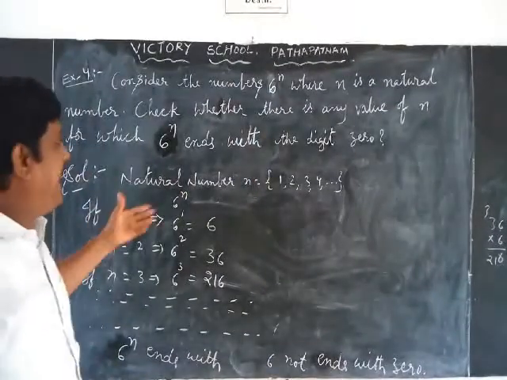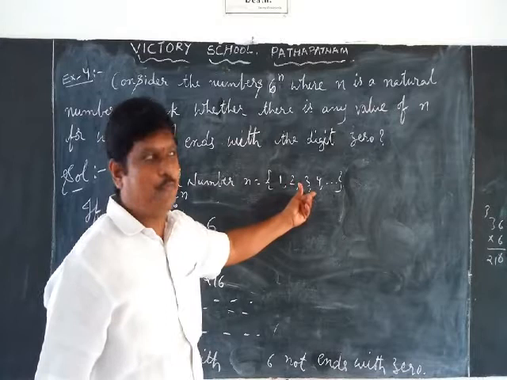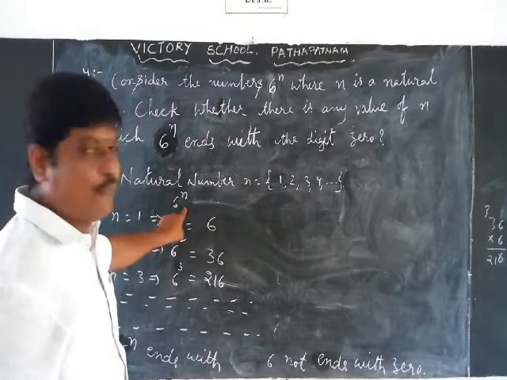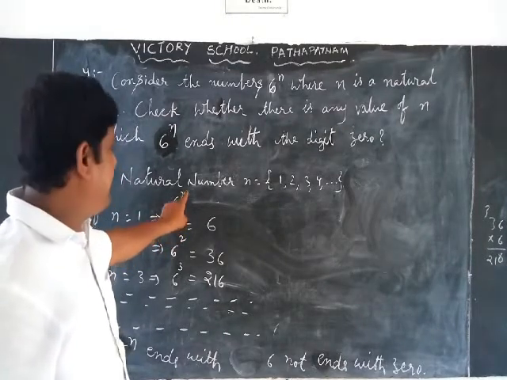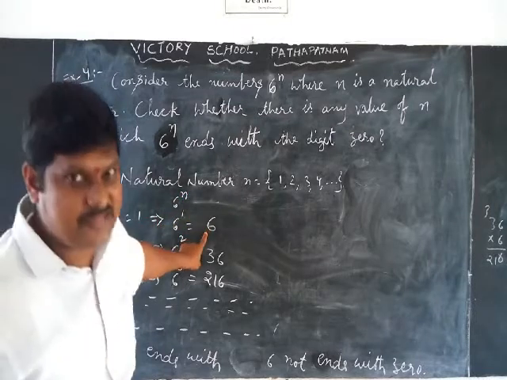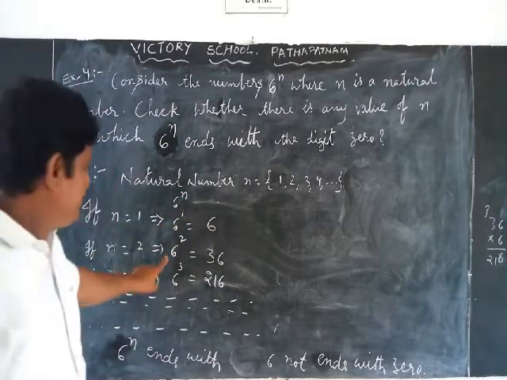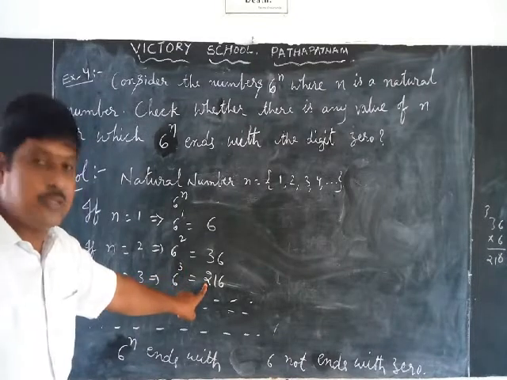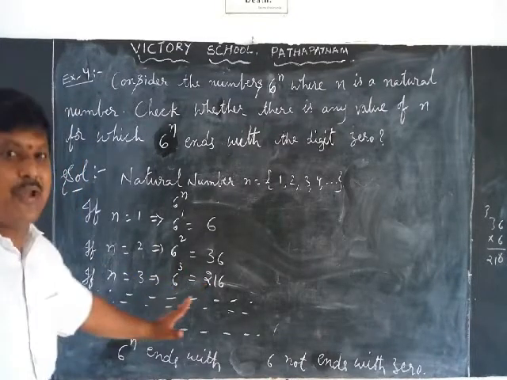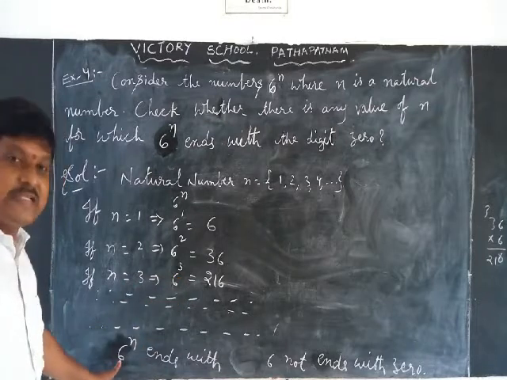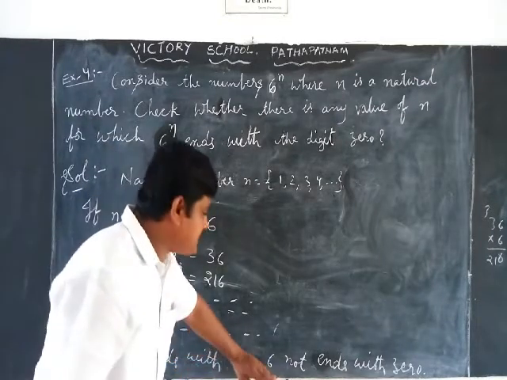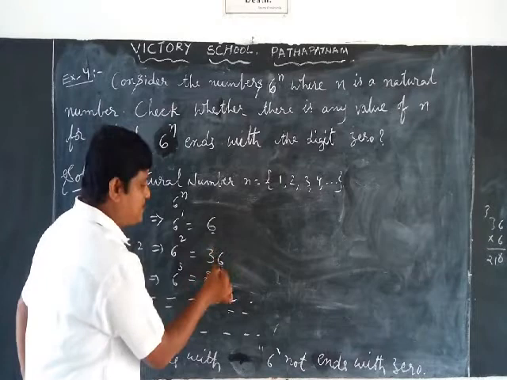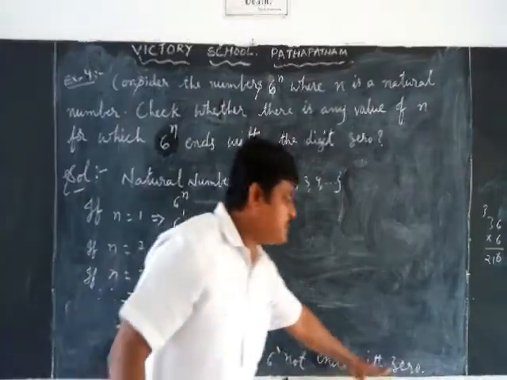Same method. Natural numbers n equals 1, 2, 3, 4, and so on. If we take n equals 1, 6 power 1, remove this n, substitute 1 in n's place. 6 power 1, that means 6. If n equals 2, 6 square, 6 sixes are 36. If n equals 3, 6 cube, that is 216. So when we take and so on, 6 power n ends with only 6. Observe here, 6 in the units place or end place. Only 6. It does not end with 0.